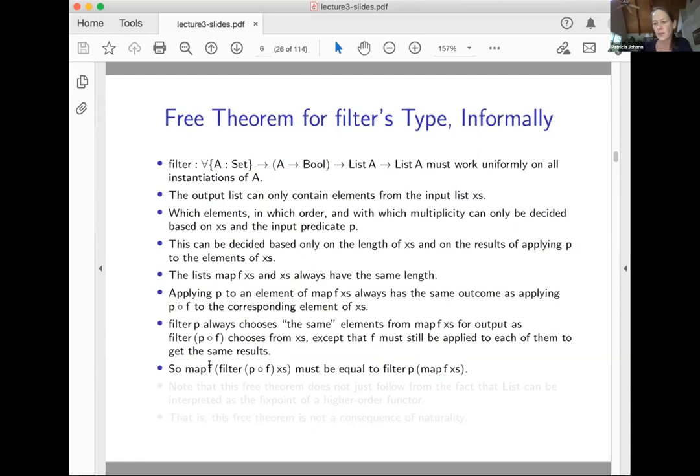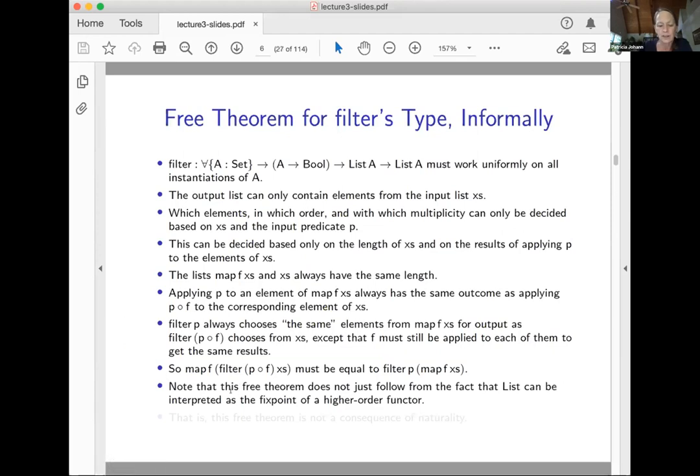Okay, so I just used this kind of informal reasoning about type uniformity, right? All these bullet points are saying, well, you can't really use any type-specific information. So you're really constrained. You can only look at the elements of the list, the results of applying the predicate to the elements of the list, like the length of the list. You can only look at things that are type independent.